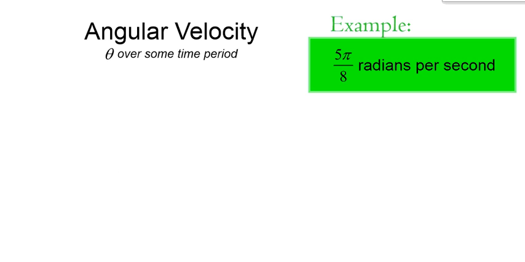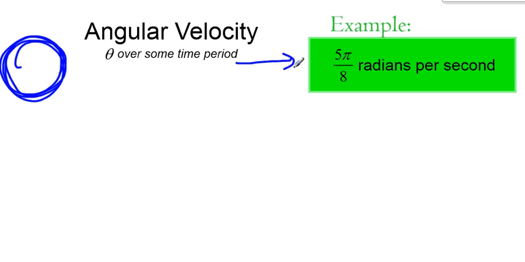So now that we've explored that formula quite a bit, now we're going to connect the idea of angles and arc length to something called angular velocity. So angular velocity measures how fast something is spinning in terms of what angle it passes through over a certain time period. So just to make that clear, here's an example. I might have something that's spinning at a rate of 5 pi over 8 radians per second. So every second it turns by this angle. That's what angular velocity is.